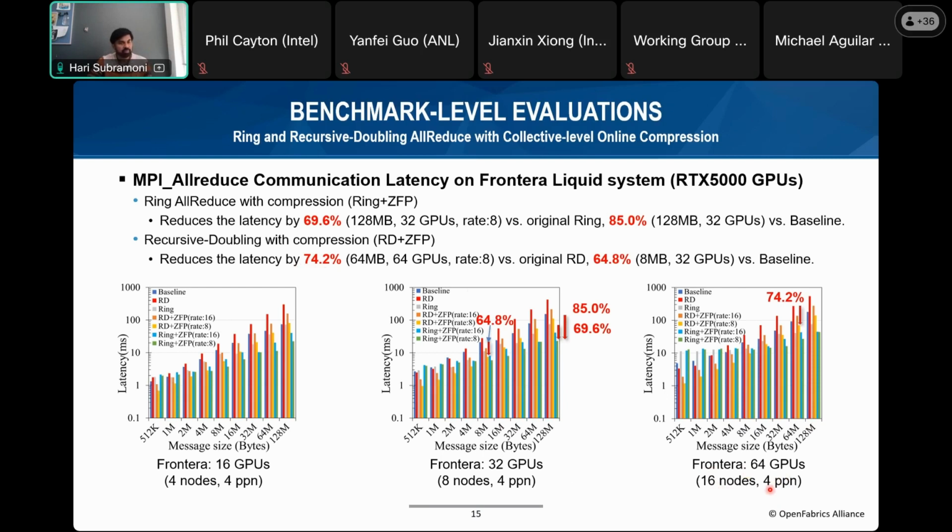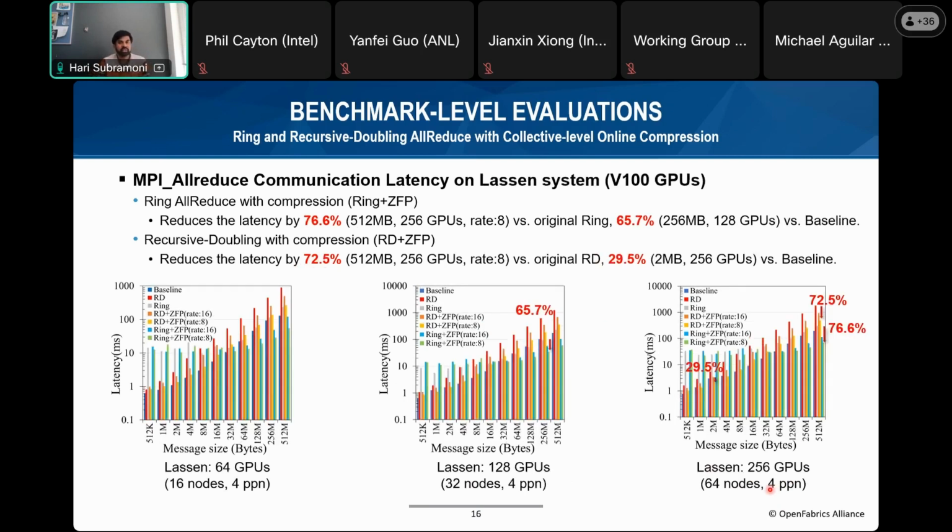Finally, this is the evaluation on the Lassen supercomputing system. Again, the trends are very similar. Overall, we are able to get good performance. And here on Lassen, we were able to scale out even further. We were able to try the experiment on 64, 128, and 256 GPUs, which is up to 64 nodes with 4 processes per node. We saw somewhere between 70 to 75-76% reduction in overall latency compared to the original baseline algorithm.